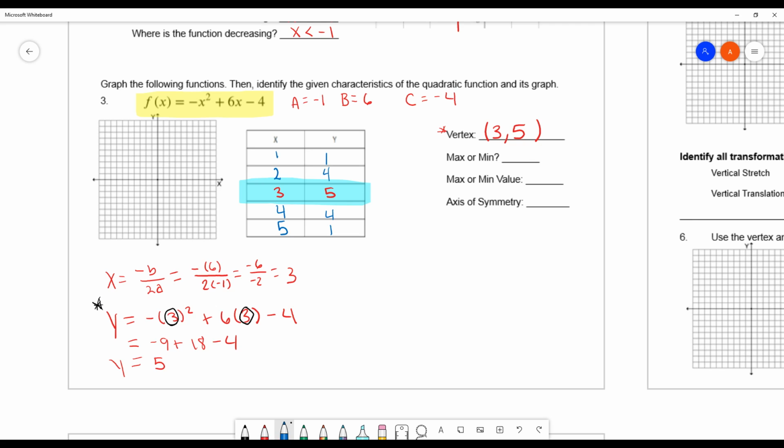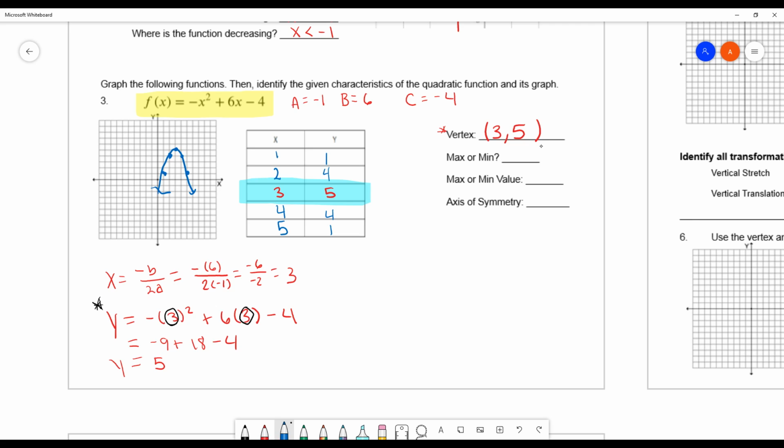The last thing we need to do is graph this. So I'm going to graph my points. Let's see, 1, 1 is going to go right here. 2 over 2 up 4. Over 3 up 5. 4, and then 1. And then I just sketch my parabola.